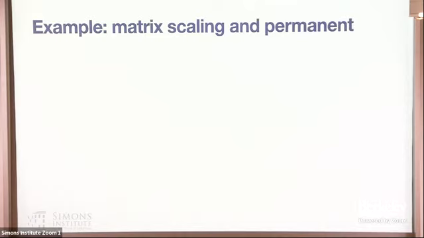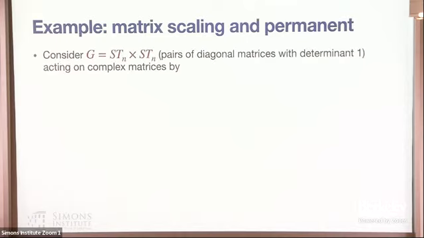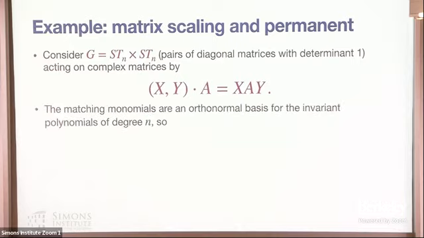All right. So here's kind of an interesting example in the abelian case. So maybe I think a lot of people here will have seen this matrix scaling problem. The group we're going to look at is the pairs of diagonal matrices with determinant 1. And they'll act on complex matrices by pre and post multiplication. And the question here usually is, can you choose X and Y to make A doubly stochastic, or at least proportional to a doubly stochastic matrix?